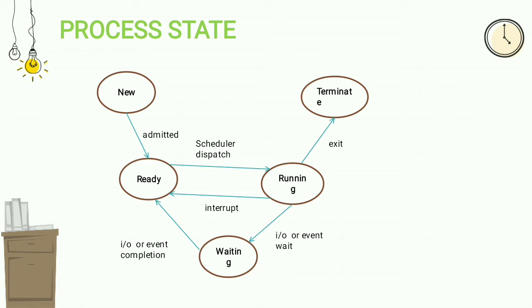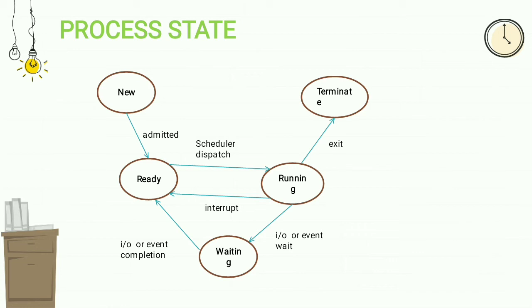A process while running may have to wait for input output or wait for any other event to take place. That process is now moved to the waiting state. After the event for which the process was waiting gets completed, the process is moved back to the ready state. Similarly, if the process completes execution, it moves to the terminated state, the exit state.